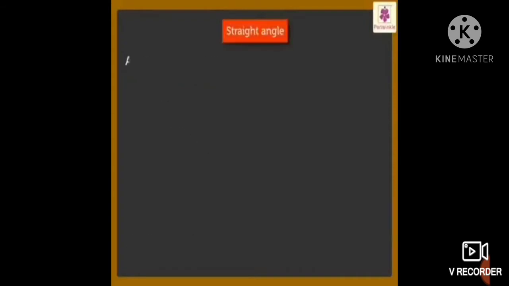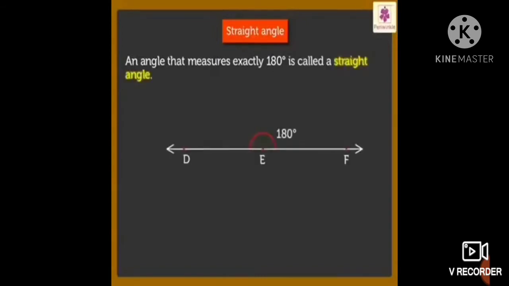So straight angle. An angle that measures exactly 180 degrees is called a straight angle. This is the example for straight angle, 180 degrees. So angle DEF is exactly 180 degrees. This is called a straight angle.